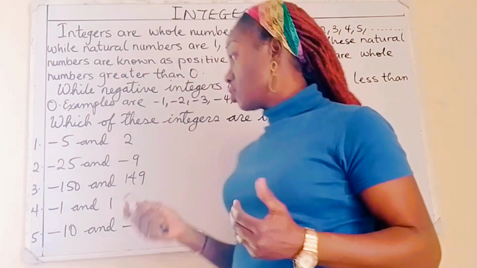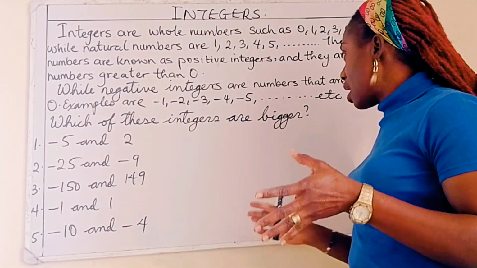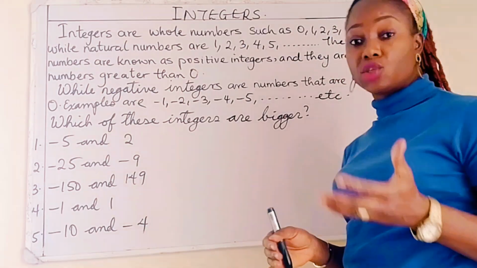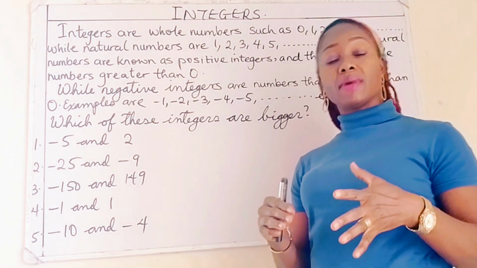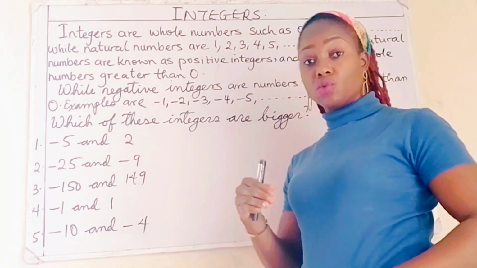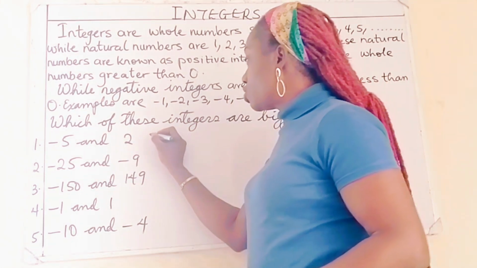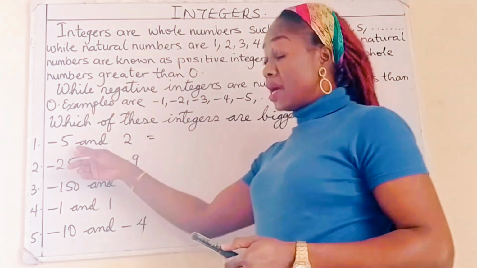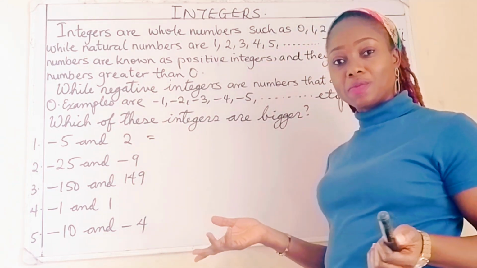Now, we have some examples on the board, and the question says, which of these integers are bigger? Number 1, we have -5 and 2. Remember, in the definition of integers, we say numbers that are greater than 0 are called positive integers. In question 1 here, which of these numbers is bigger, right? Is it -5 or 2? Which is it going to be?